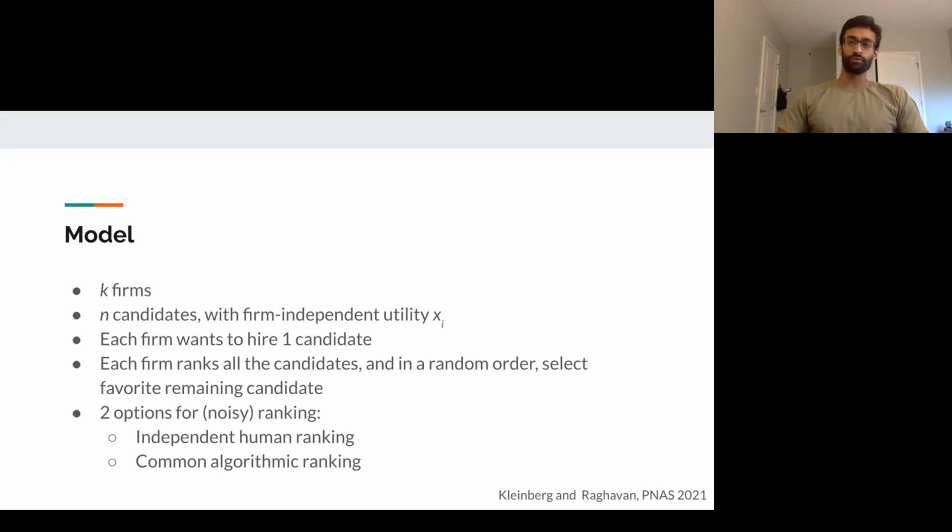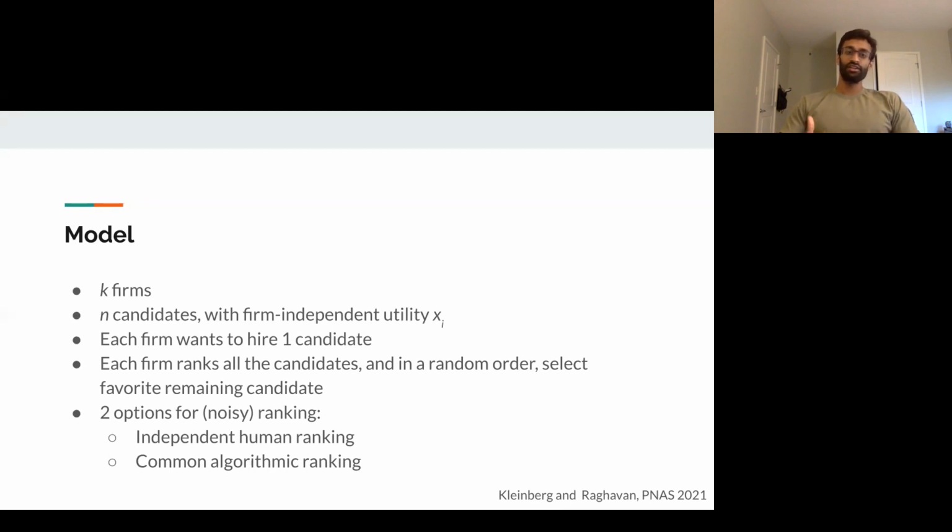And the way that hiring works in this model is the following. Each firm produces a ranking over all the candidates. Okay, so each firm has a list from 1 to n of their favorite candidates. And in some random order, the firms will start to select their favorite remaining candidate. So the first firm that gets to select will get their first choice candidate. The second firm will get their first choice as long as that person hasn't already been taken by the previous firm, and so on. Okay.